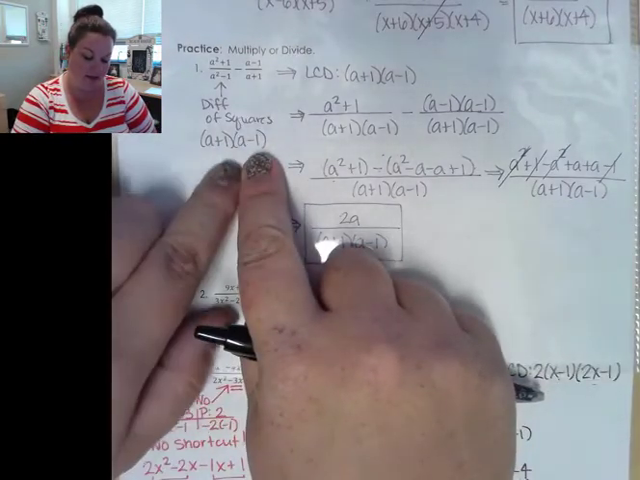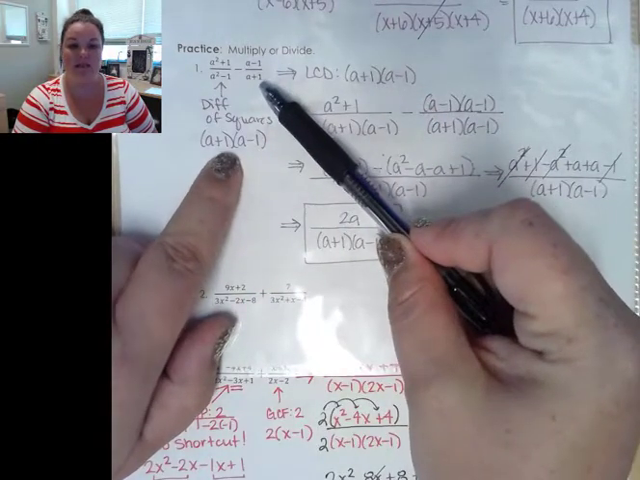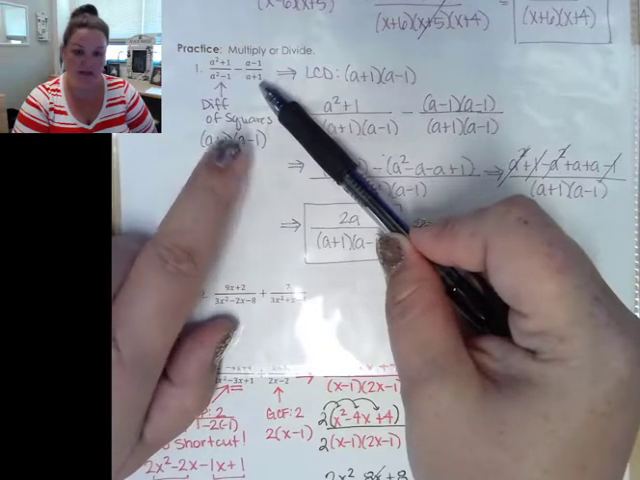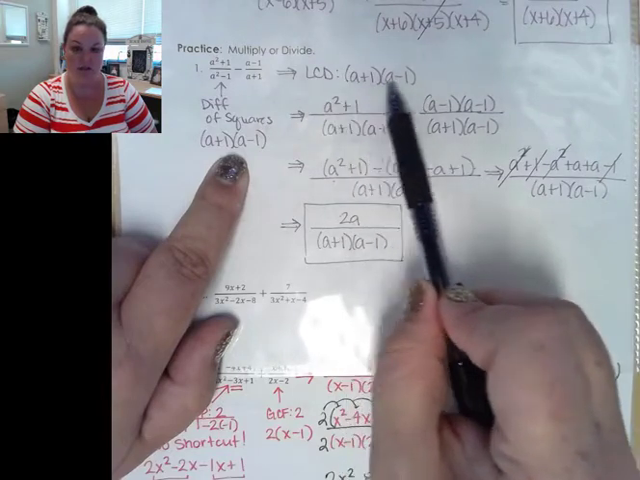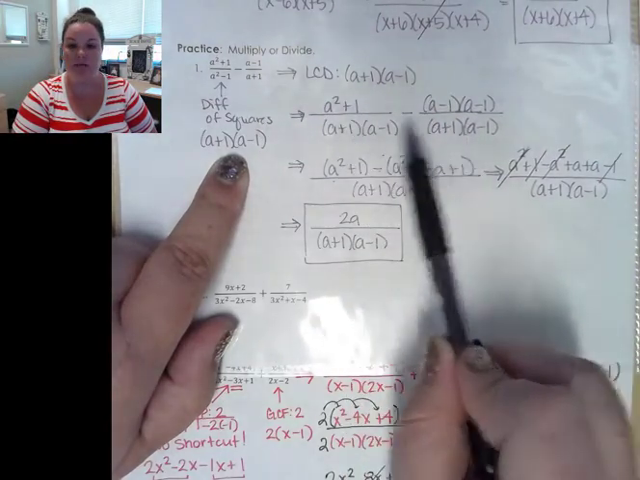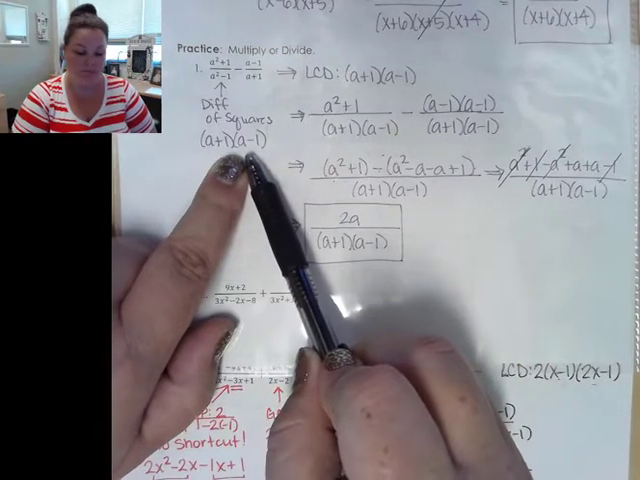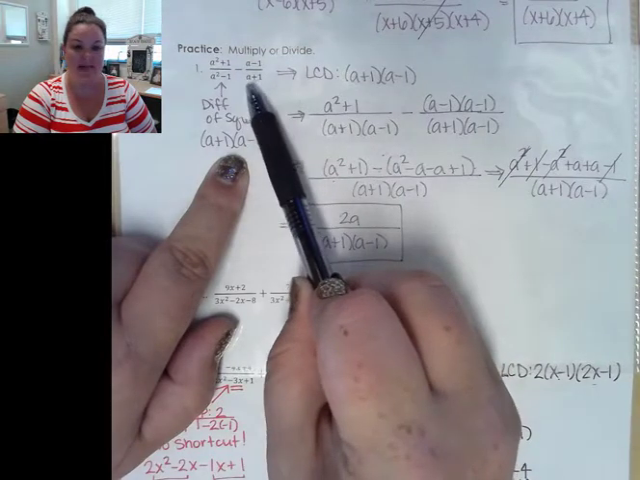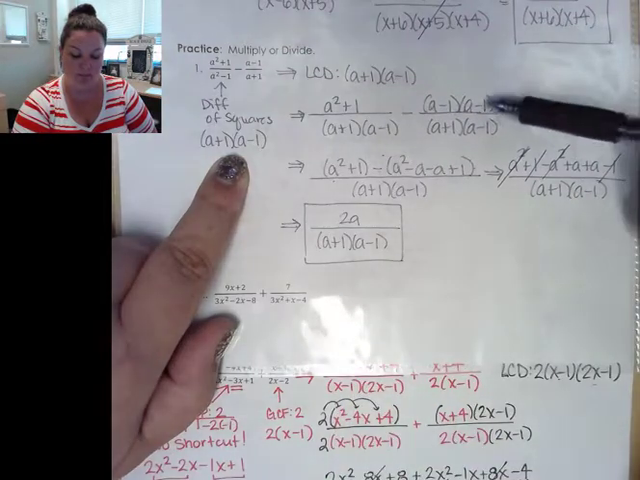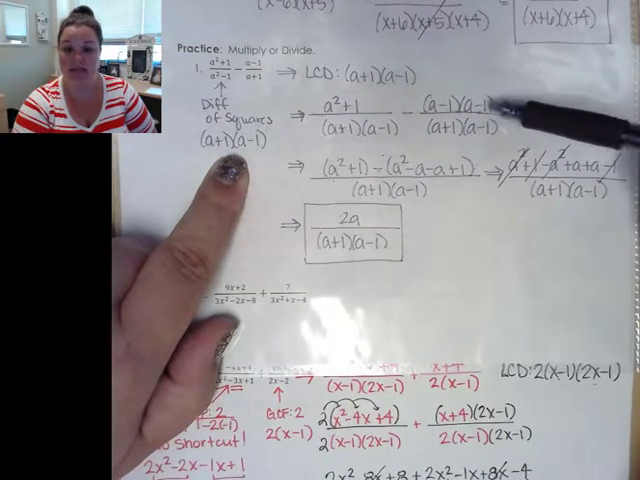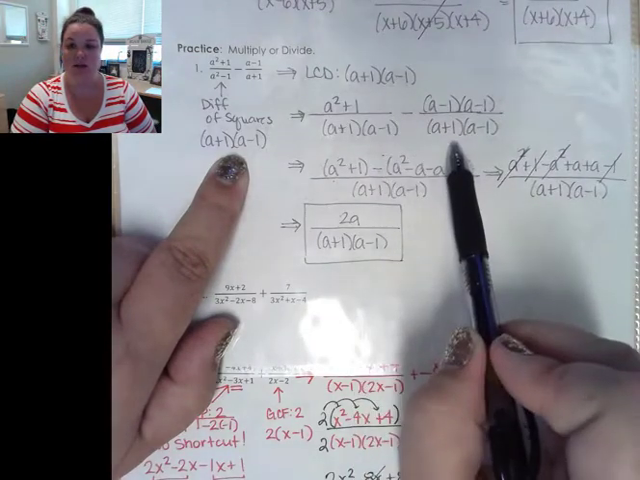So looking between this denominator and my second denominator, I can tell that my least common denominator needs to be a plus 1, a minus 1, right? This is what my least common denominator is. So if I want to write both terms with that denominator, the first one already has that denominator. I don't have to do anything to it. But the second one, it only has the a plus 1. It doesn't have the a minus 1. So a minus 1 is what I'm going to multiply by on top and bottom of that second fraction so that its denominator matches what I want it to look like in that common denominator.